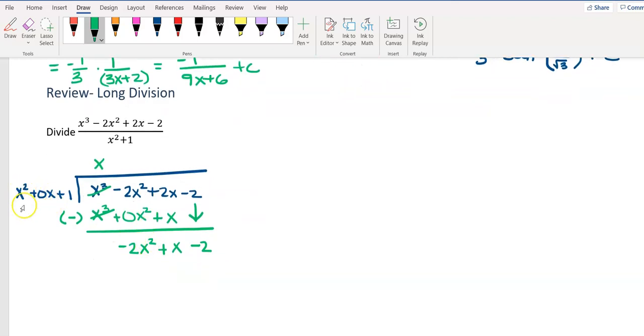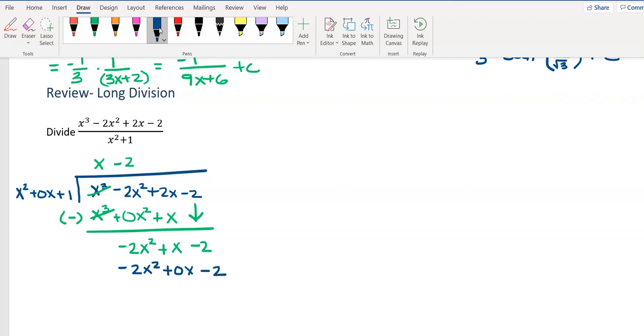So now we're going to say, okay, well, here's my divisor. What do I need to multiply my leading term of my divisor by in order to get this front term here, which is negative 2x squared? And so I would need to multiply by negative 2. So I'm going to go ahead and put a negative 2 up here, and then take that negative 2 and multiply it by each of the items in our divisor. So it's going to be a negative 2x squared plus 0x minus 2.